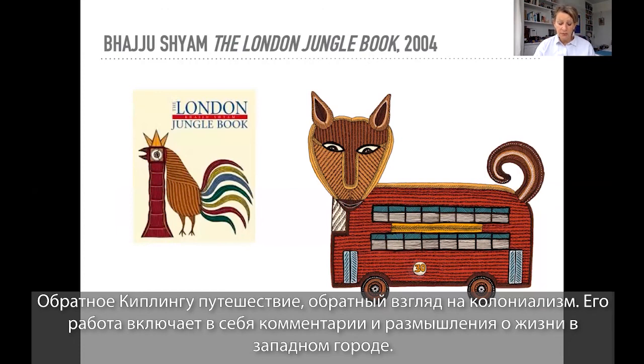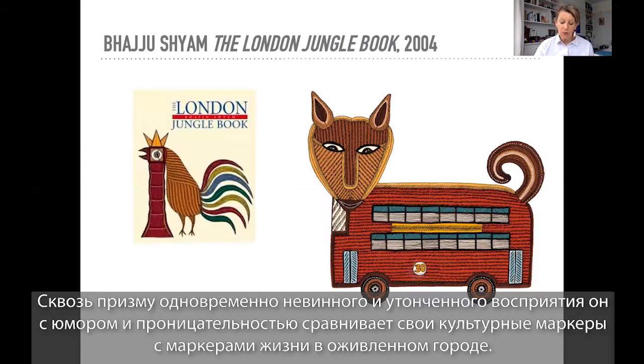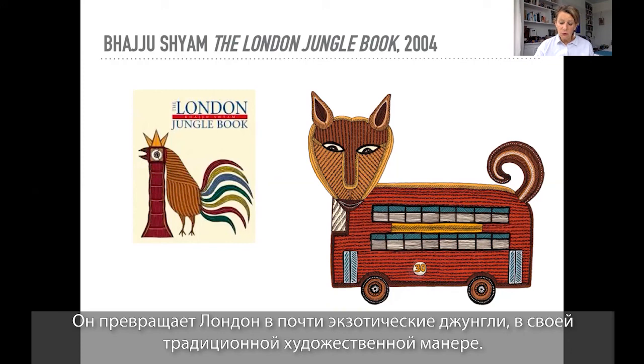a reverse look at colonialism. His commentary on life in the Western city is a mixture of innocence and sophisticated understanding, and he brings his cultural markers into a comparison with the markers of London city life. He makes London almost an exotic jungle using his traditional art style.